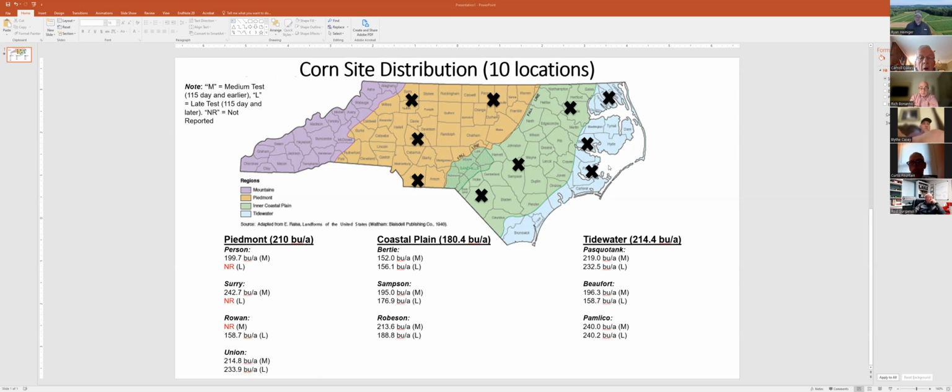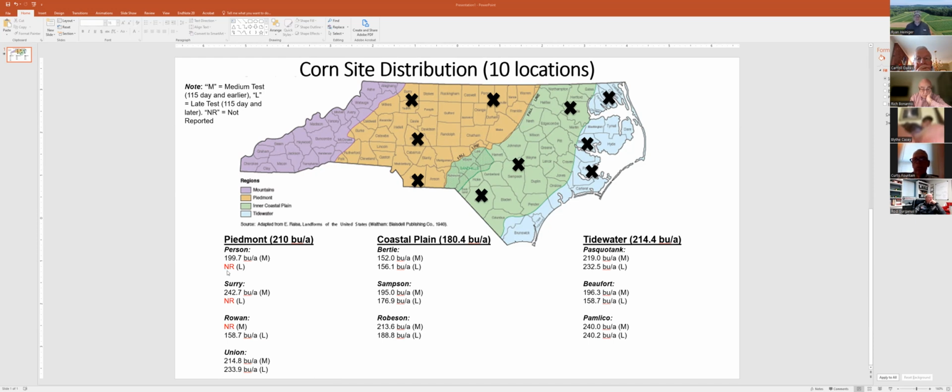So if we look at the yields from each one of these different regions, you can see we're fairly consistent overall. 210 in the Piedmont, 214 in the Tidewater, 180 in the coastal plain. We actually had very good yields across locations this year. If we dig down into the single counties themselves, you'll notice this NR here. So we did lose 3 tests out of all the tests that we executed this year.